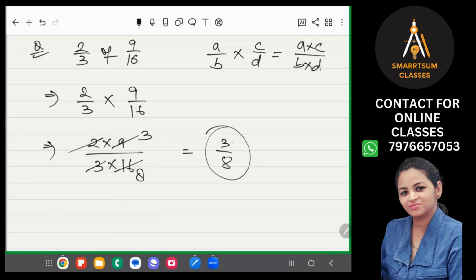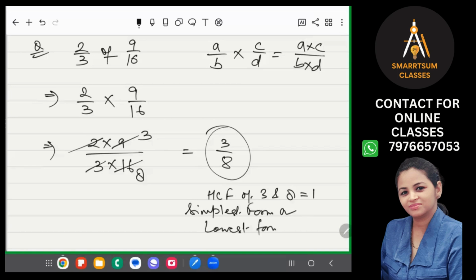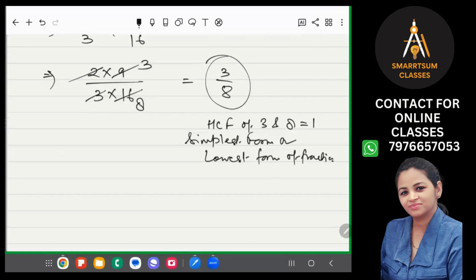Because 3 and 8 do not have any common factor other than 1. The HCF of 3 and 8 is 1. And that is why this is called the simplest form, or lowest form, of the fraction. I hope everybody knows this. You have already studied this in class 6 also, right? So in this way we can multiply.